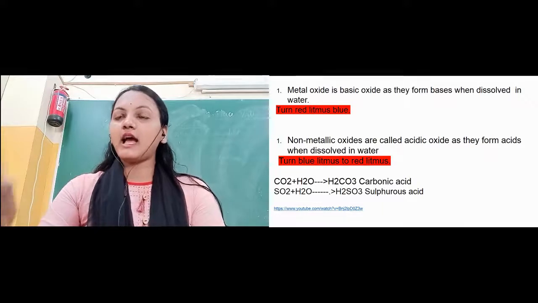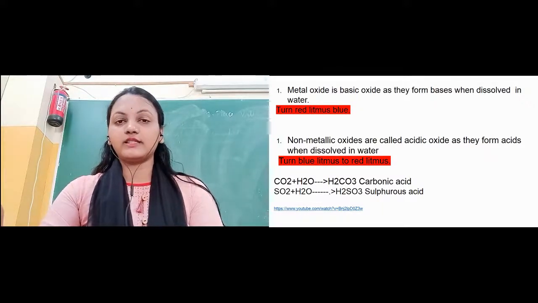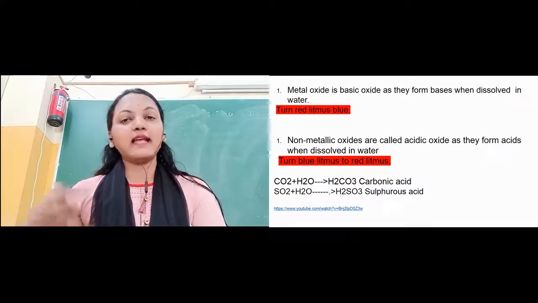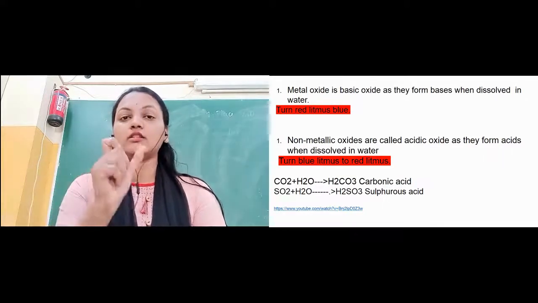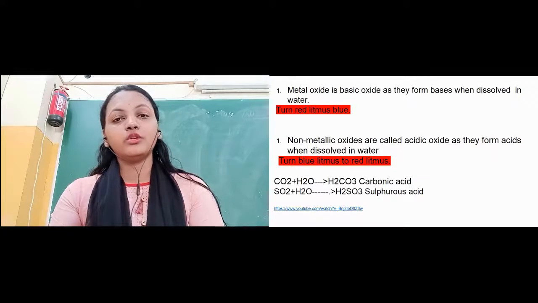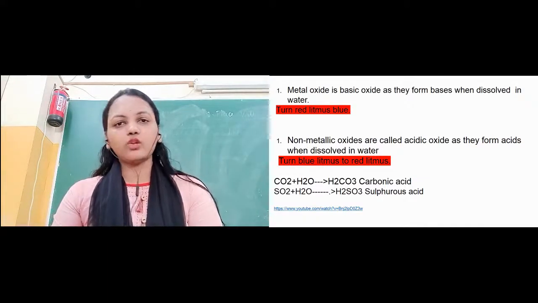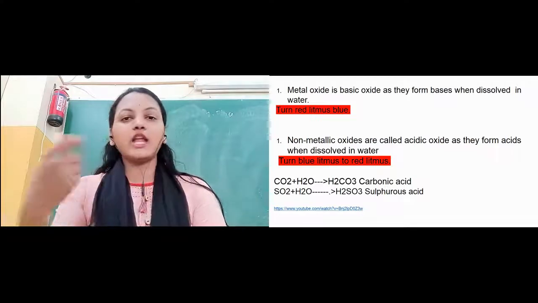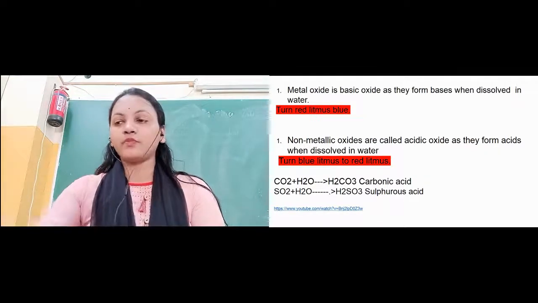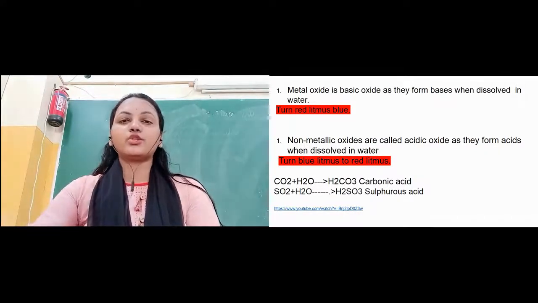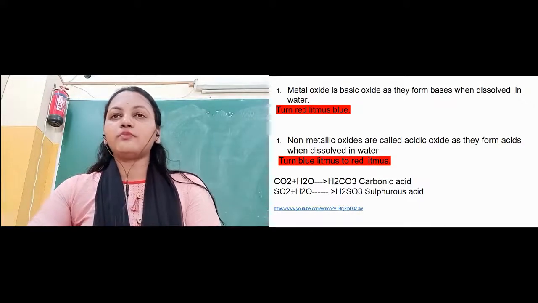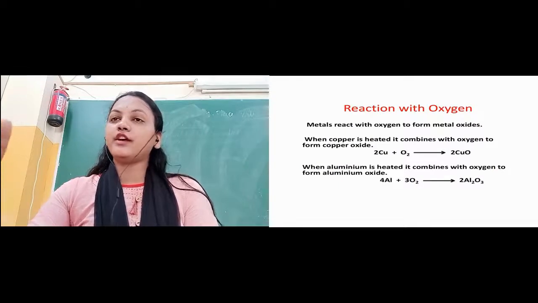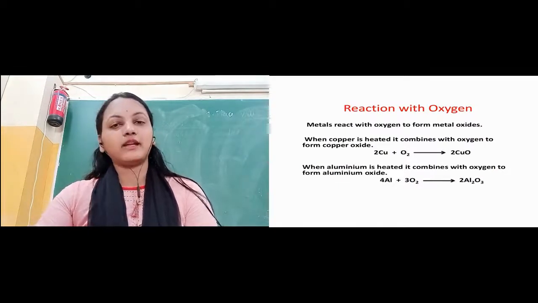Non-metallic oxides are called acidic oxides. अभी जो non-metallic oxides होते हैं, how are they? They are acidic in nature. That is, they turn the blue litmus paper to red. Okay, so the concept of acidic in nature and basic in nature, I hope so you have understood. So reaction with oxygen, metals with oxygen forms metal oxides.